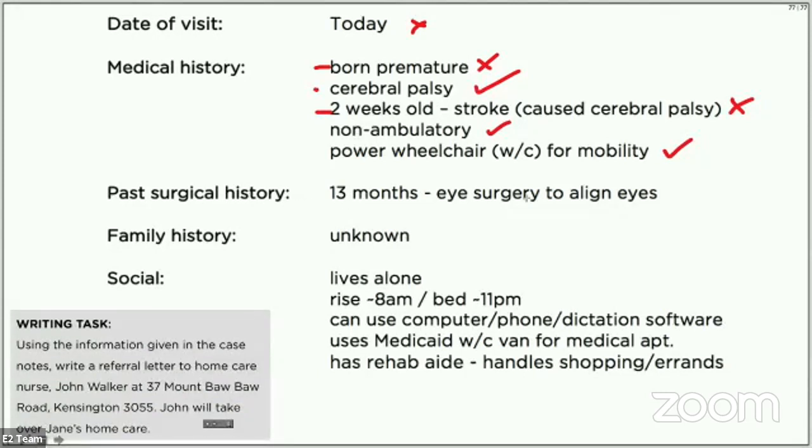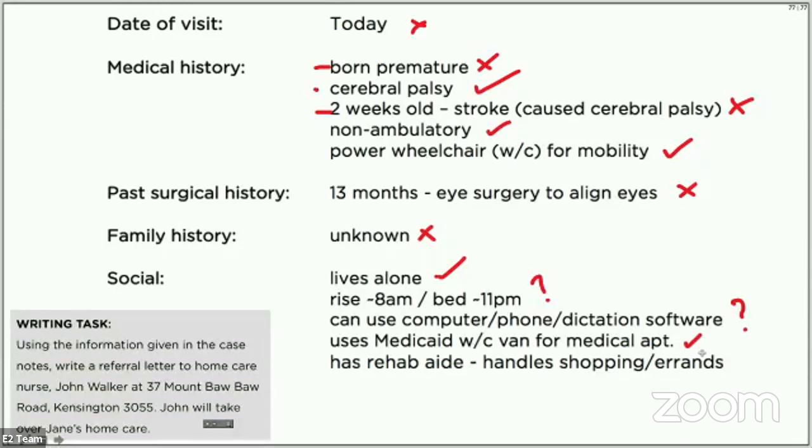What about past surgical history? I would say irrelevant. Family history, irrelevant. Social, lives alone, possibly. I'm going to give it a tick, not a question mark. When she gets up and when she goes to bed, I'm going to leave a question mark. Can use a computer phone dictation software. I'm going to leave a question mark and think about that and possibly add it later if it comes up while I'm writing.